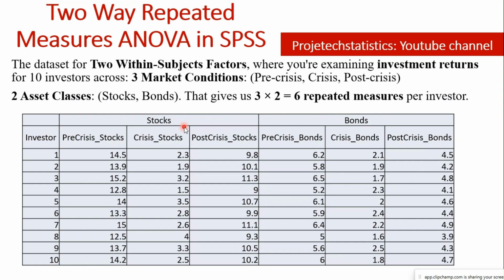So this is the data we are going to use for the experiment. As you can clearly see, we have stock and bond as asset classes, and we have three different market conditions for each of the asset classes, which give rise to 6 repeated measurements for each investor. So I'm going to take you to SPSS.